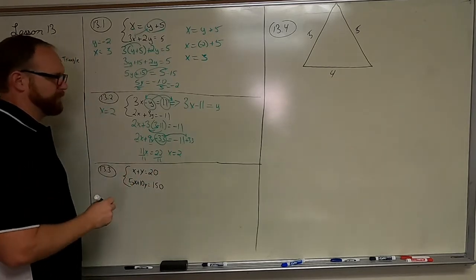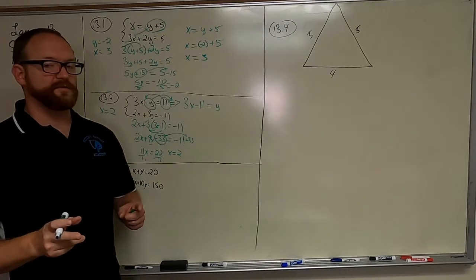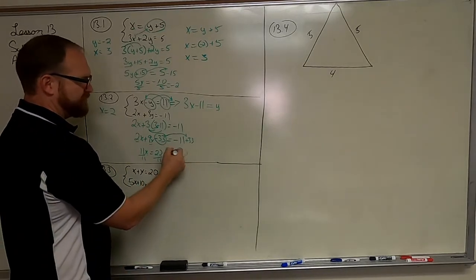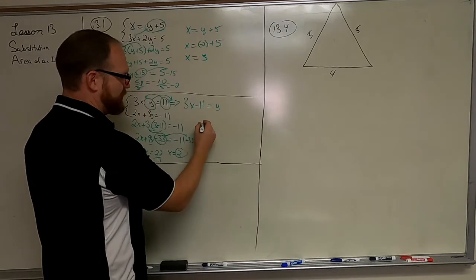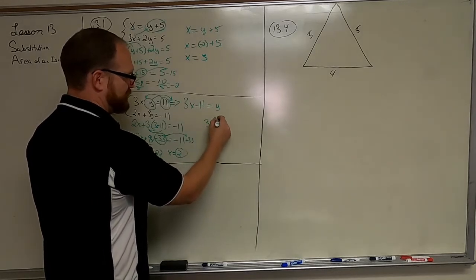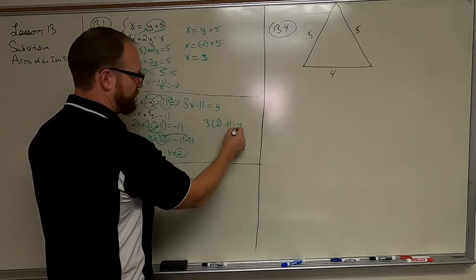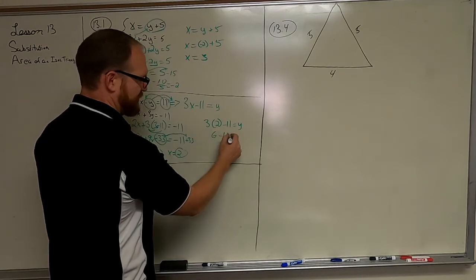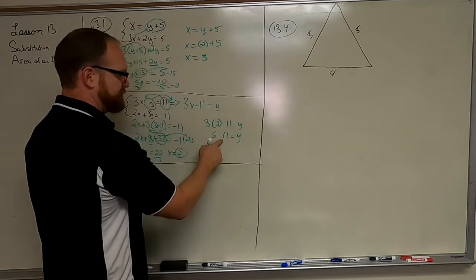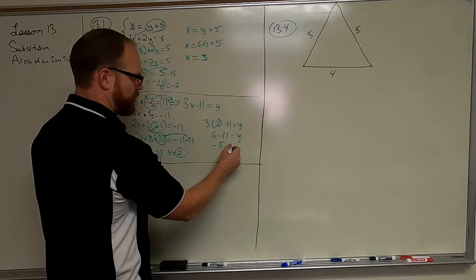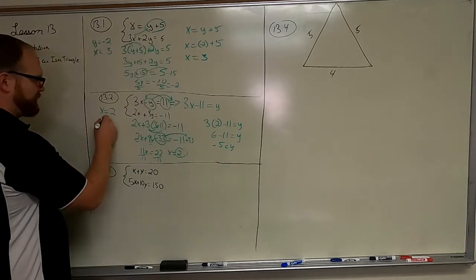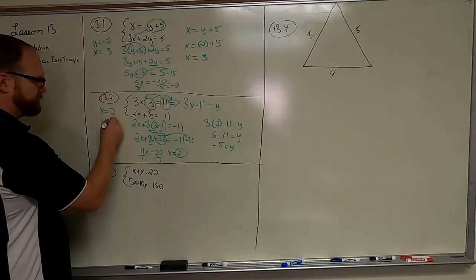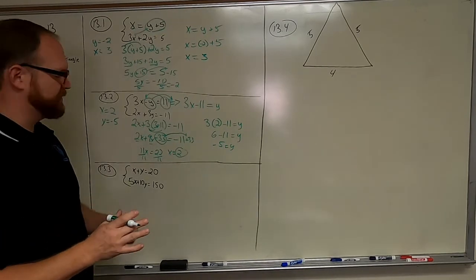I'll go ahead and plug that right there. All right, now that I know that x equals 2, all I'm going to do is take that 2, plug it into my equation for y. So 3 times 2 minus 11 equals y. 3 times 2 is 6 minus 11 equals y. 6 minus 11 is negative 5. And so y equals negative 5. Hopefully that makes a little sense.